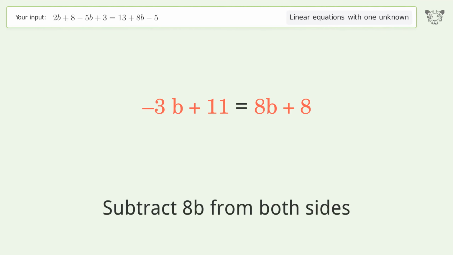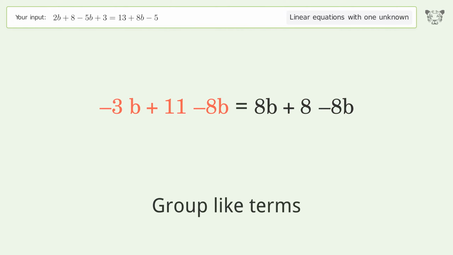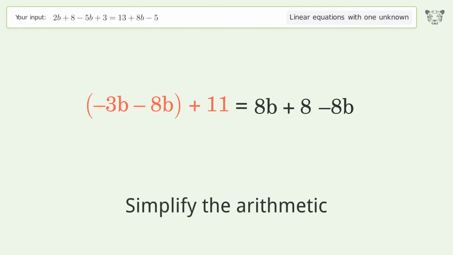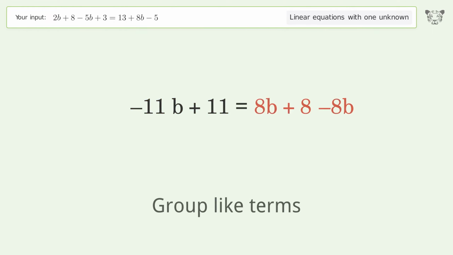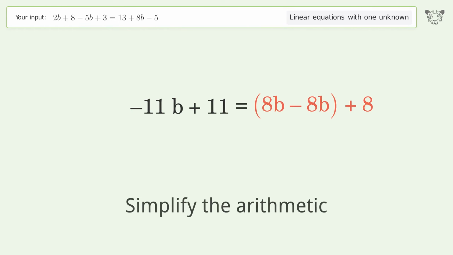Subtract 8b from both sides. Group like terms. Simplify the arithmetic. Group like terms. Simplify the arithmetic.